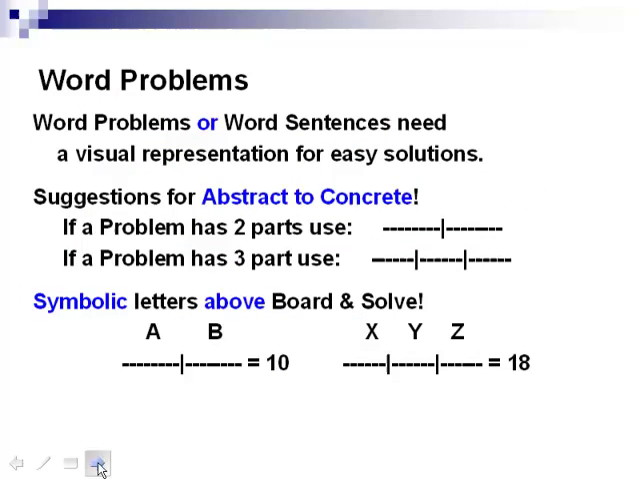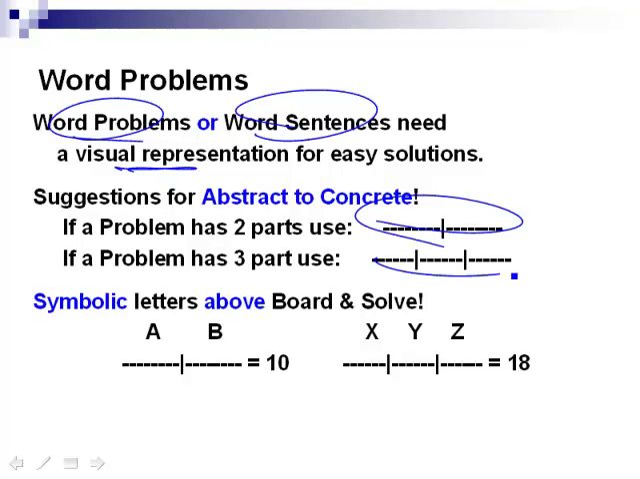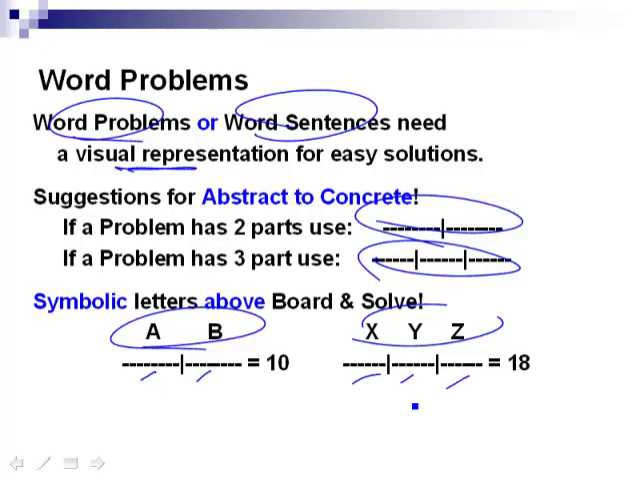All right, now, again, I want to stress that word problems are word sentences that need a visual representation. The boards are a good way to go. Putting the symbols on top and putting your checks underneath are another way to help you really visualize these problems. Now we're going to talk about situations about people and things and see how this works out.